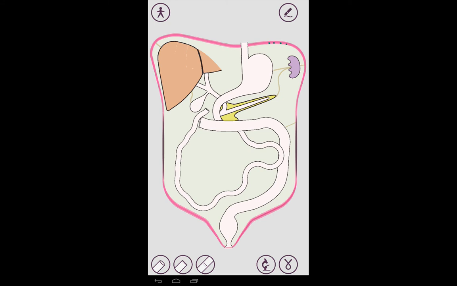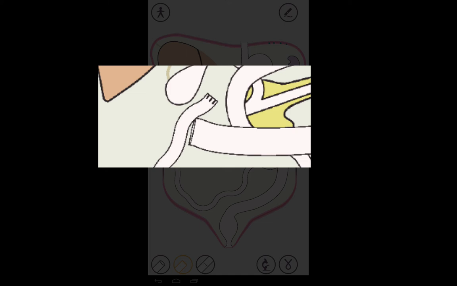I will first need to close the end part of the small bowel. To do so, I will activate the Close tool, then tap once on the edge of the bowel. Note the graphical change that happened.